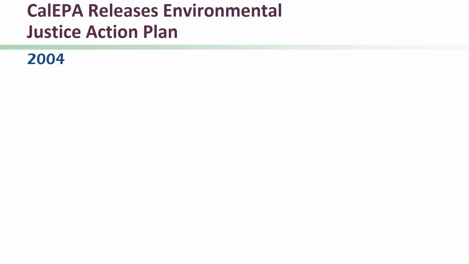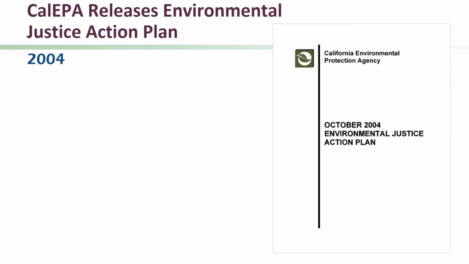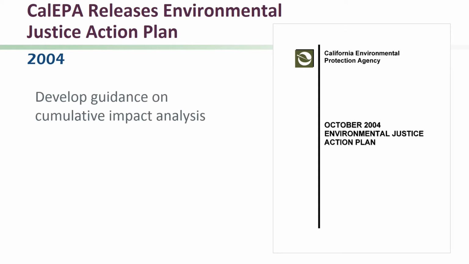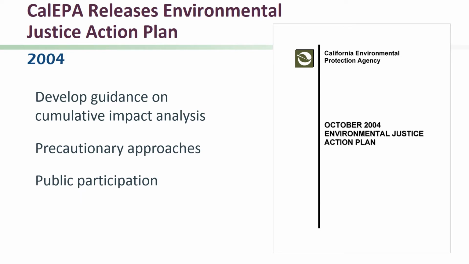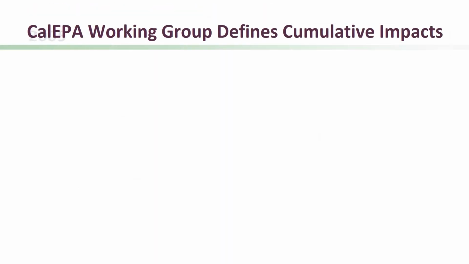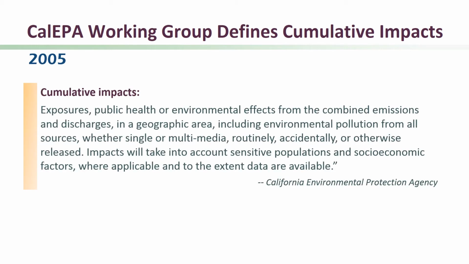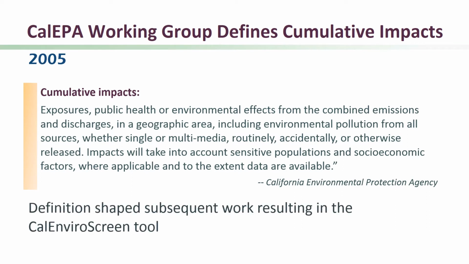Later in 2004, CalEPA released an Environmental Justice Action Plan, which committed CalEPA to develop guidance on cumulative impact analysis, precautionary approaches, and tools to improve public participation and capacity building in the agency's work. CalEPA's own interagency working group on environmental justice adopted a definition of cumulative impacts. This definition has been used to guide the work that resulted in the development of the CalEnviroScreen tool.